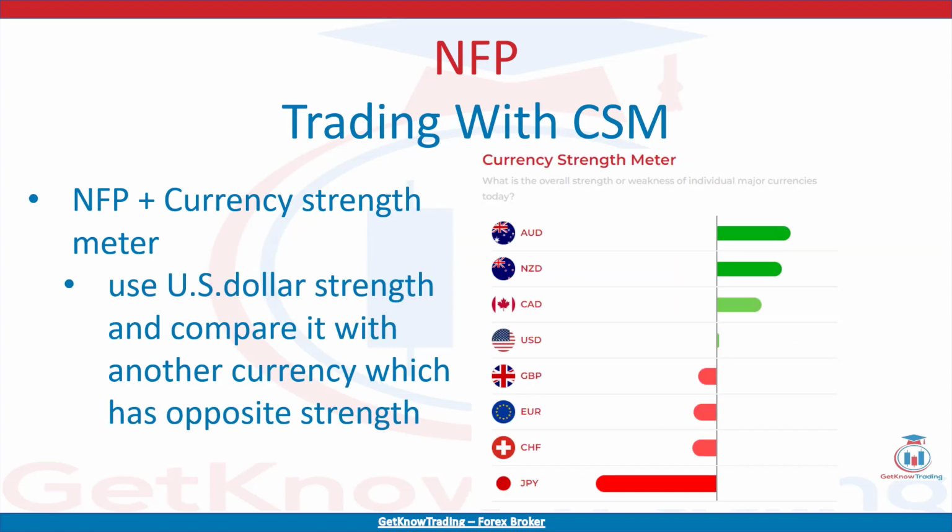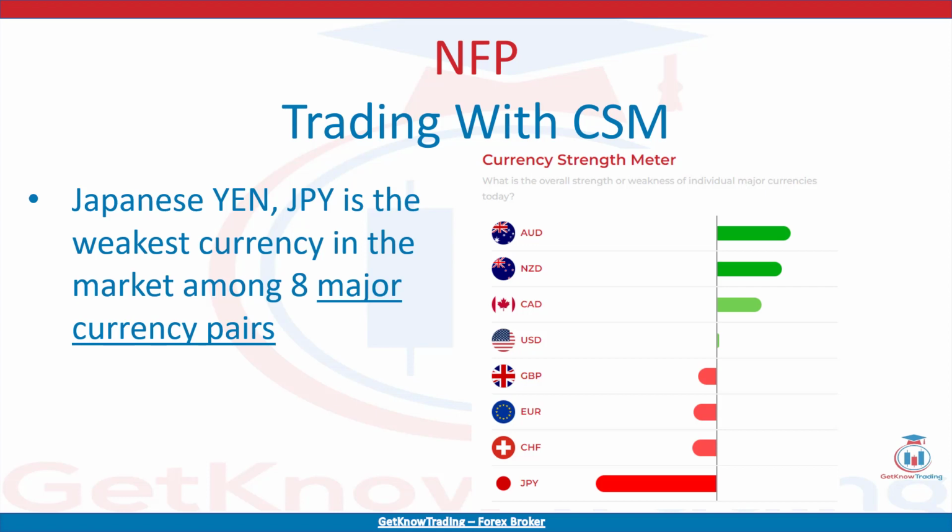Let's check the first strategy: trade NFP with the currency strength meter, where you use US dollar strength and compare it with another currency which has opposite strength. Check the current status of the currency strength from the currency strength meter app. What you can see is that the Japanese yen is the weakest currency in the market among the 8 major currencies. The US dollar is stronger, so if the US NFP report is positive, then this would be a good trading pair. Euro strength is also weak, so this could also be a good trading pair, but the Japanese yen is a much better choice to trade NFP.